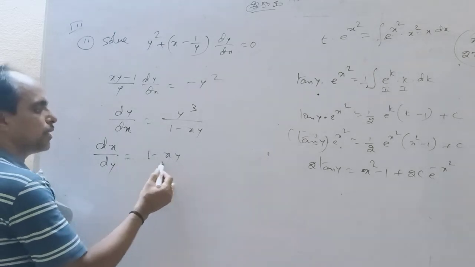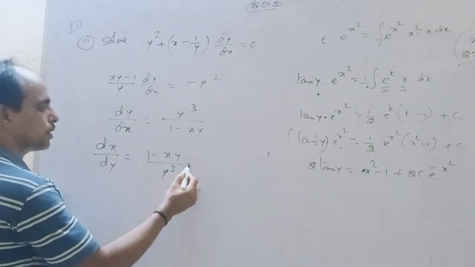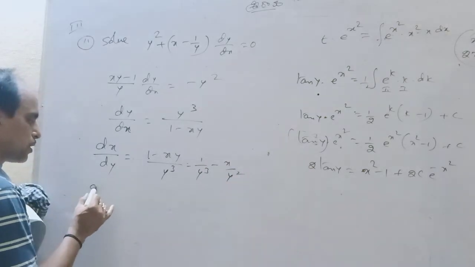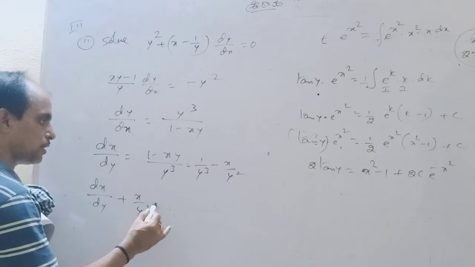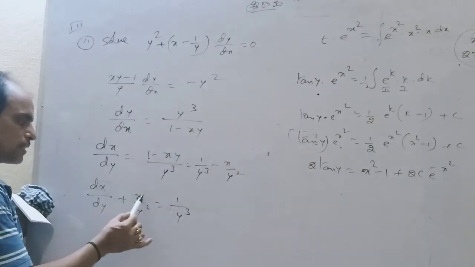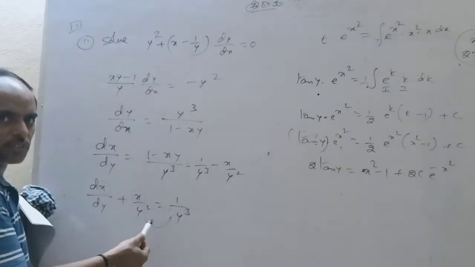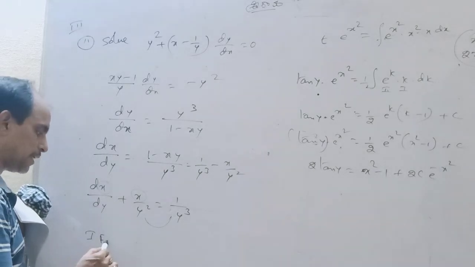that is 1 minus xy by y cube, that is 1 by y cube minus x by y square, that is dx by dy plus x by y square is equal to 1 by y cube. Here is x and here is x. The remaining two terms are directly in terms of y. So it is directly a linear differential equation. And then what about the integrating factor?